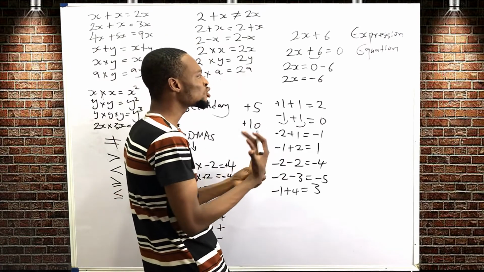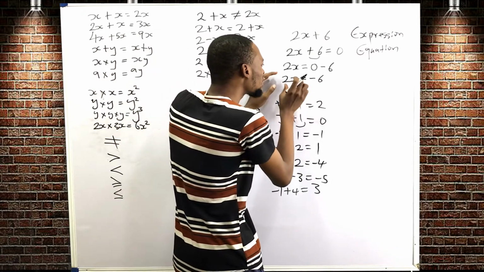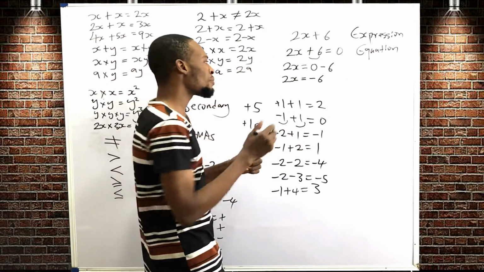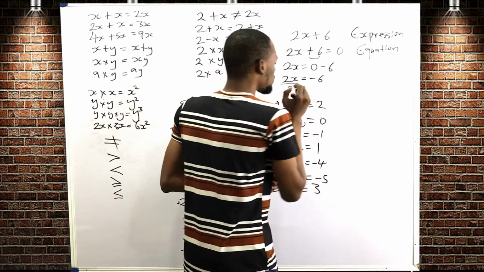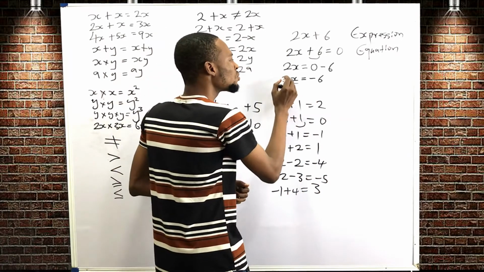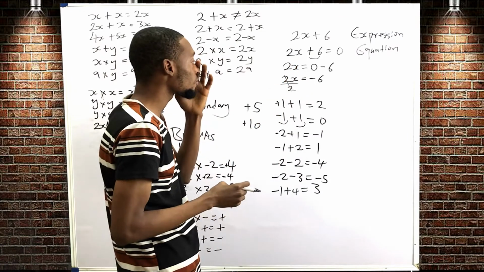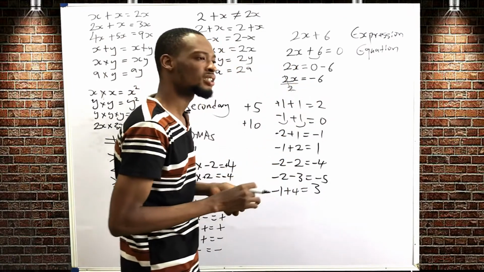We do everything to make sure that we have only s, because we are not looking for 2s, we are looking for s. Now look at this. However, we say divide by 2. 2 divided by 2 would cancel. That means we will have s, or just one s remaining, equals minus 6.